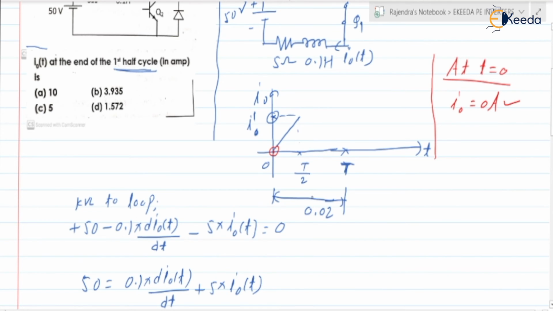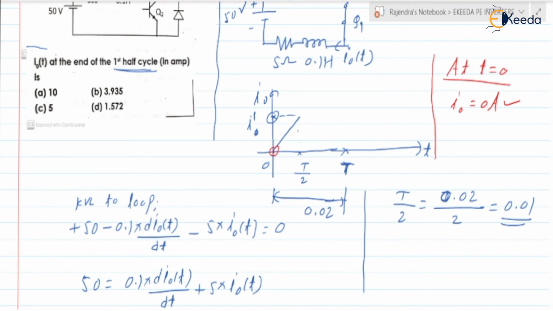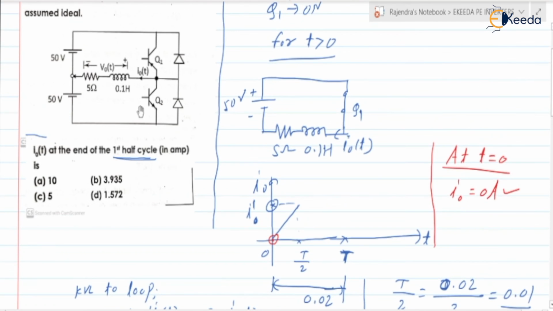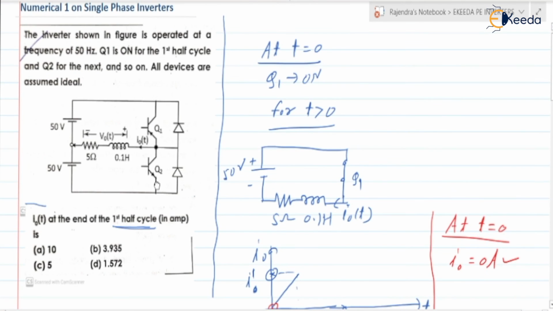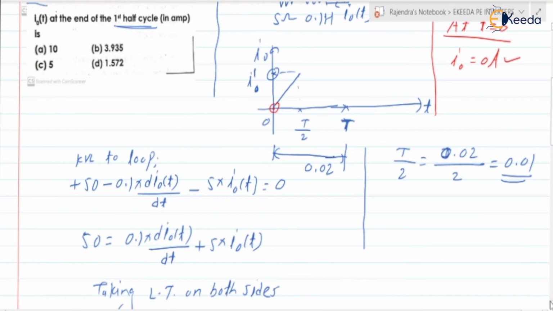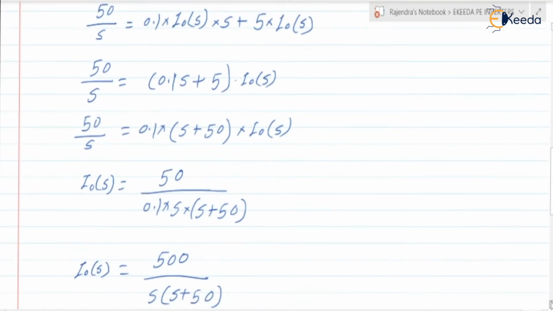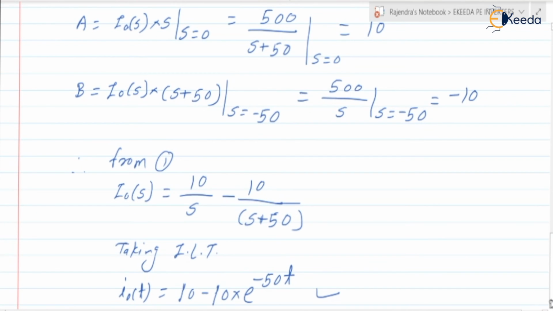Okay, so what about T by 2? Therefore T by 2 is equal to 0.02 divided by 2, so it is equal to 0.01. Okay, so T by 2 is 0.01. So we need to find I0 of t at t is equal to 0.01.